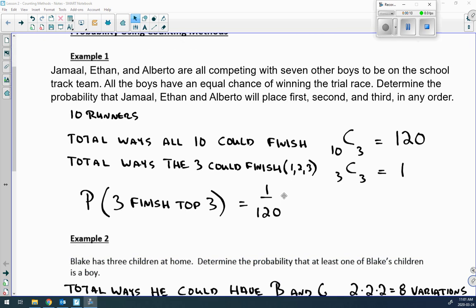Jamal, Ethan, and Alberto are all competing with 7 other boys to be on the school track team. All the boys have an equal chance of winning the trial race. Determine the probability that Jamal, Ethan, and Alberto will place first, second, and third in any order. It doesn't matter the order.